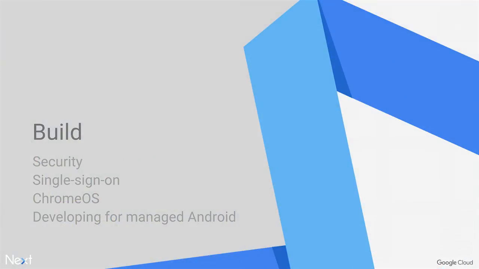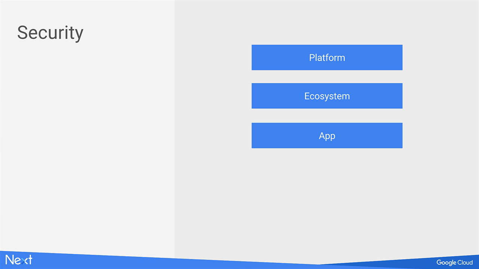So we're going to change gears now and talk about some techniques for building your app. The first one, of course, is security. I could probably spend most of today talking about security on Android, and there have already been a number of talks about that this week. But let's just structure this, and then we can focus down on a particular area.